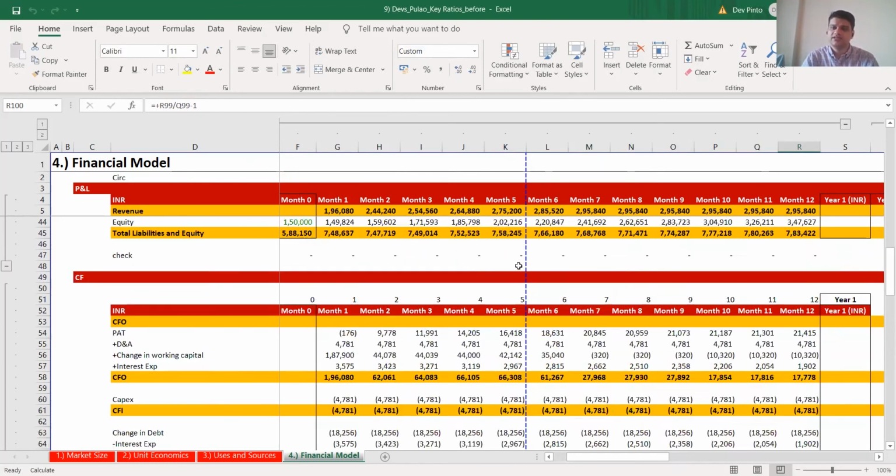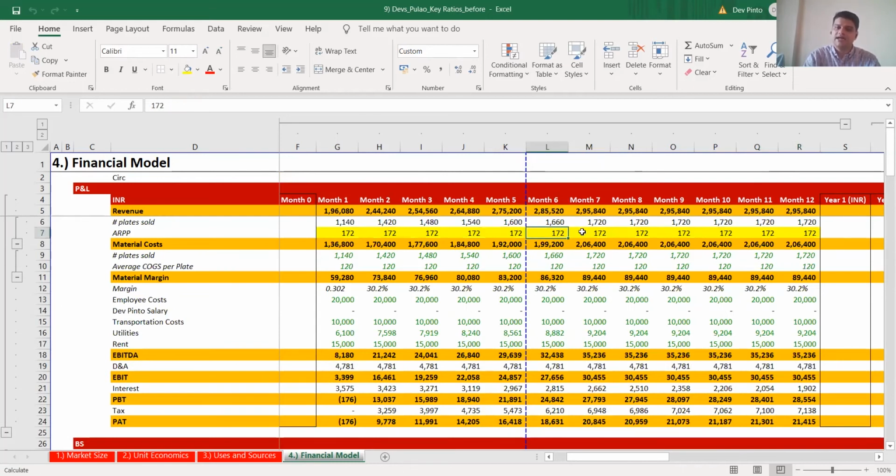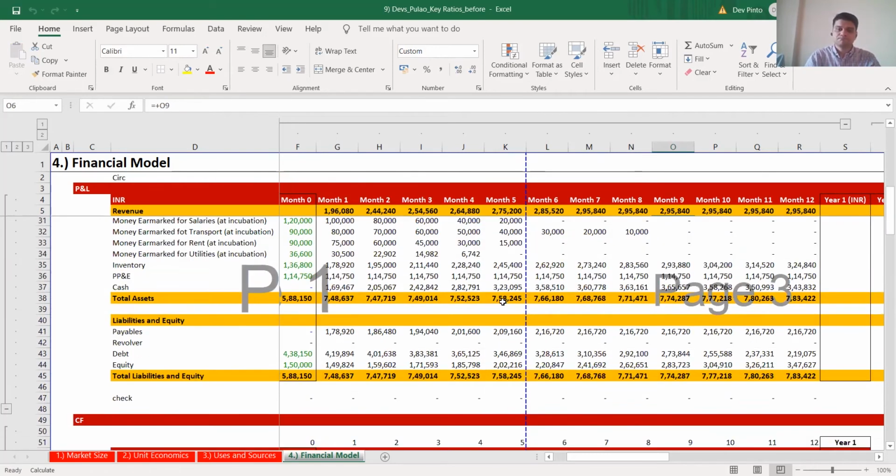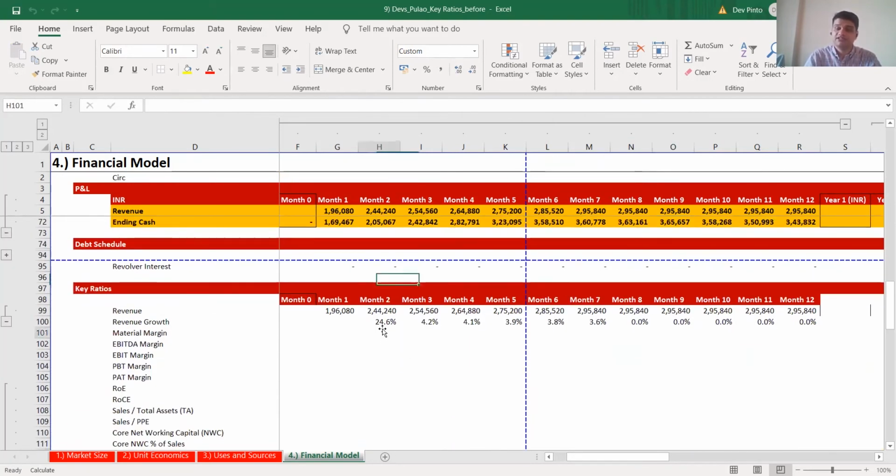Because we've assumed that the price stays the same, and at some point you hit a stabilization in terms of the number of units of Pulao that you sold. Remember, this is happening on a monthly basis. Typically, you would do this analysis on a yearly basis if your model was yearly for year 1, year 2, year 3, year 4, year 5.